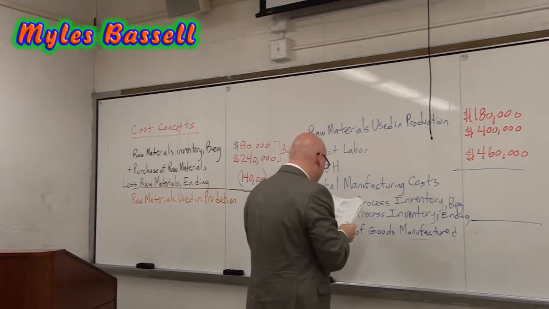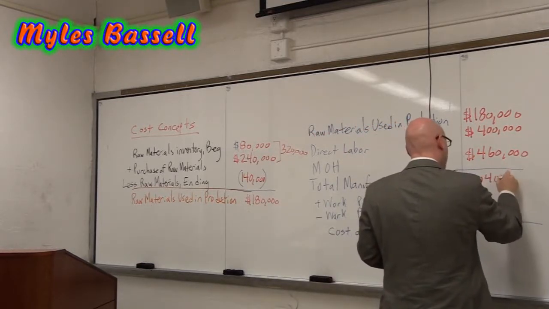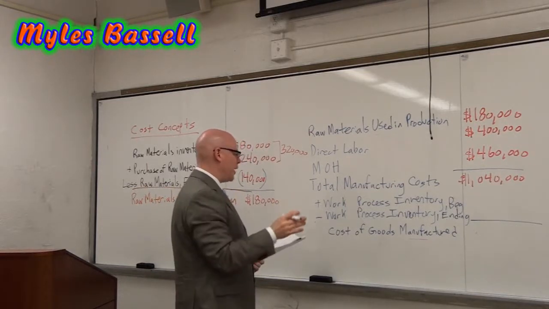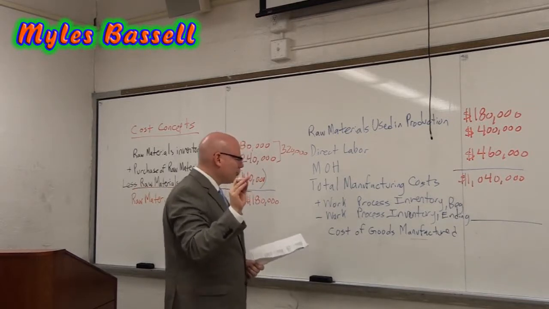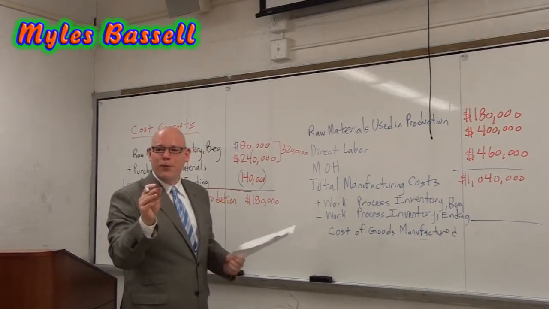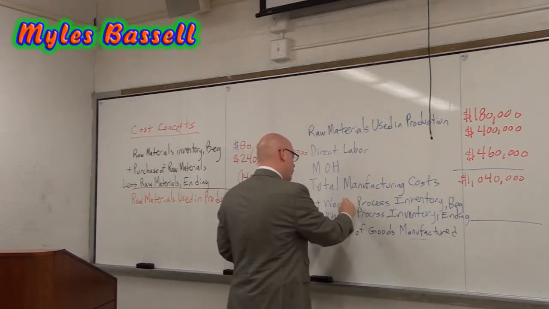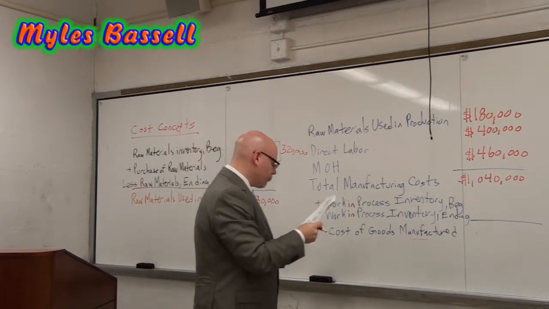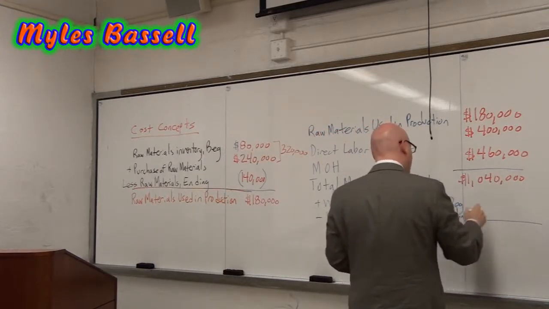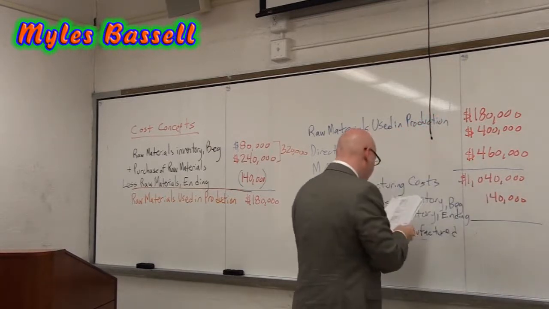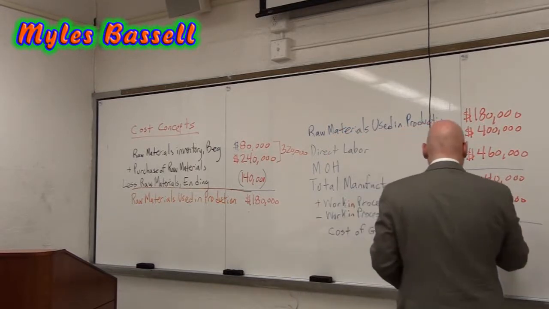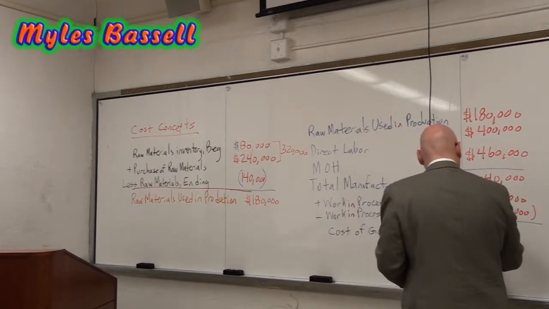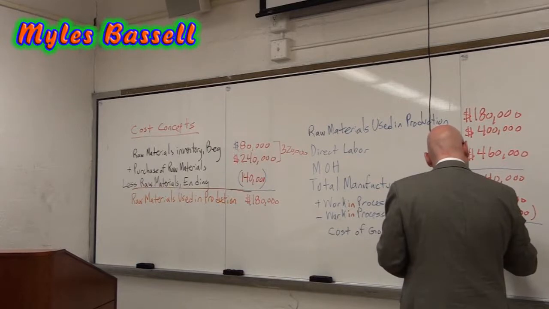The total manufacturing cost then is 1,040,000. That's the total manufacturing cost. But remember, we have work in process, WIP, some partially completed goods that we need to adjust for here. At the beginning of the period, we had work in process of 140,000. At the end of the period, we had work in process of 100,000. And that leaves us with cost of goods manufactured of $1,080,000.